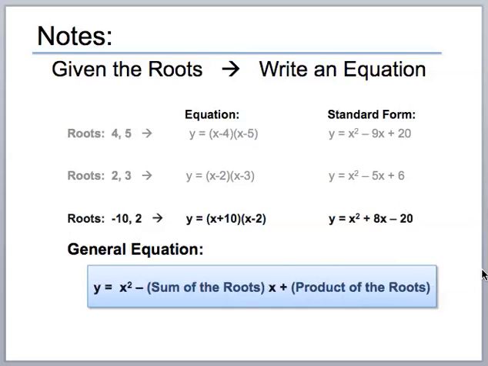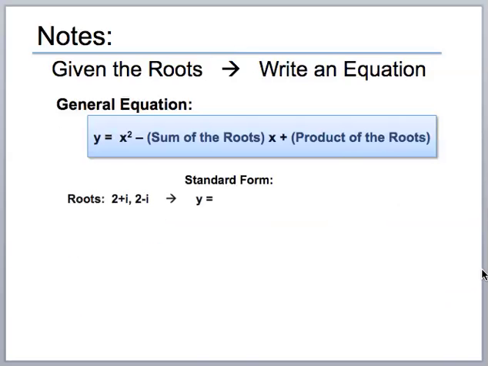So what I'd like to do now is to try and do this question on your own. If you have complex roots, what would that answer look like? Pause the video and see how you do on those, and then we'll get back to you and go through the solution. All right?